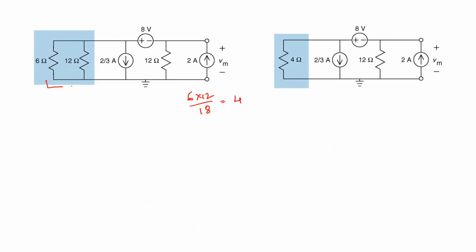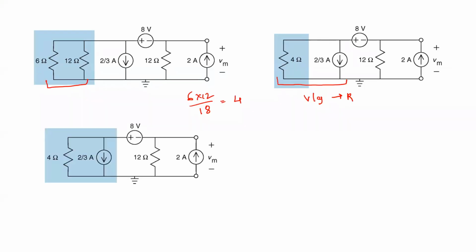These two values are converted into a single resistance. Its value is 4. All right. Now, what is the further conversion? A current source in parallel with the resistance can be converted into a voltage source in series with the resistance. That is our next approach. Concentrate on these two: a current source in parallel with the resistance can be converted into a voltage source in series with the resistance.